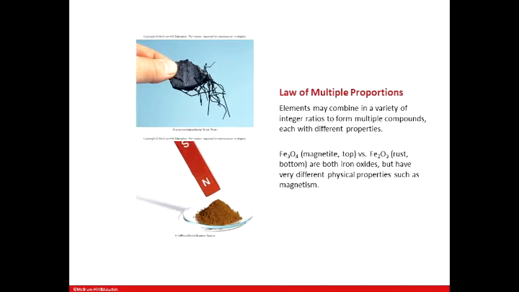It has magnetic properties. And then iron, Fe2O3, shown here at the bottom, is rust. It does not have magnetic properties. So we have Fe3O4 has magnetic properties, and Fe2O3, it does not have it. Both are iron oxides, but have very different physical properties, such as magnetism. Okay? So we can take iron and oxygen, combine them together, and we can make rust, or we can make a magnet.